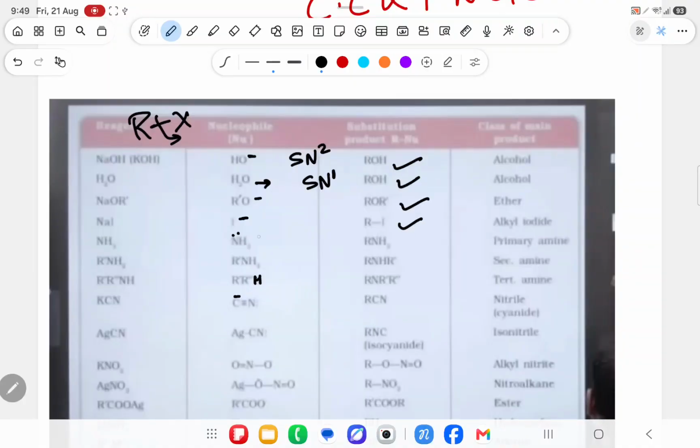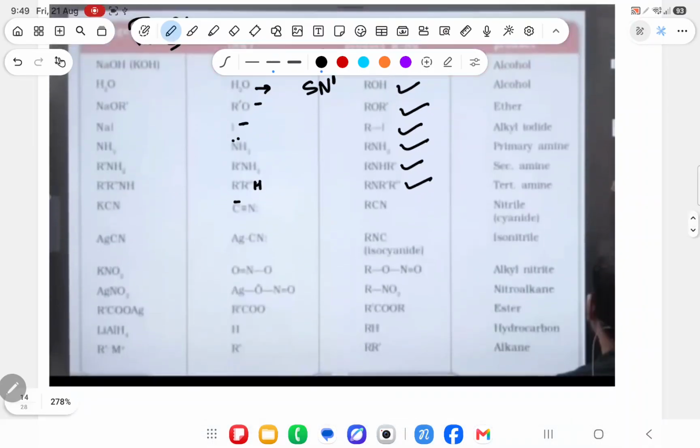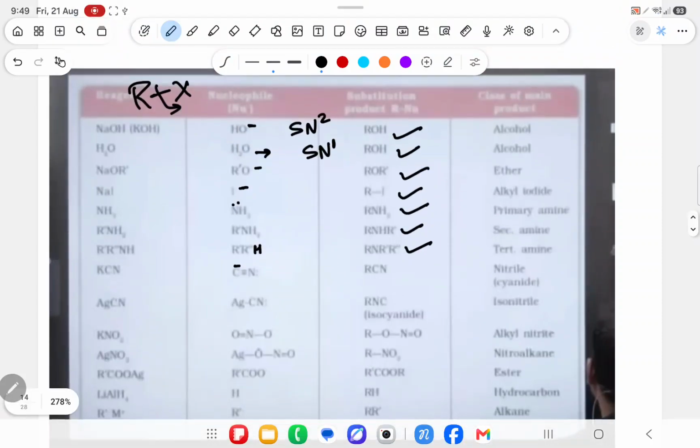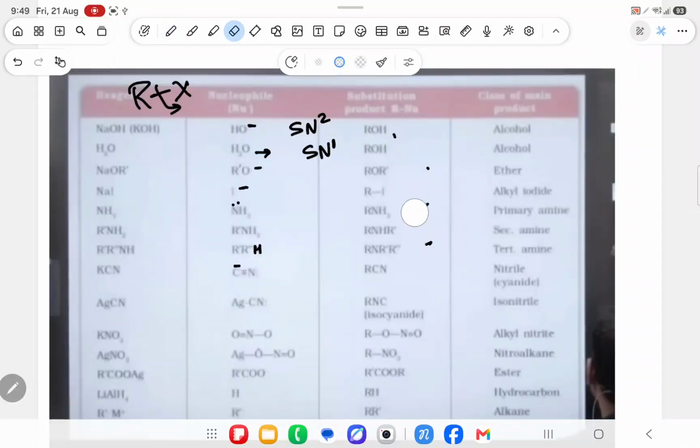ROR, RI. It will attack from the lone pair. RNH2, primary amine. So secondary amine forms. Tertiary is there. So like that they have written the products of the reactions. Means what products are coming? Names are also written. I am trying to say this part.